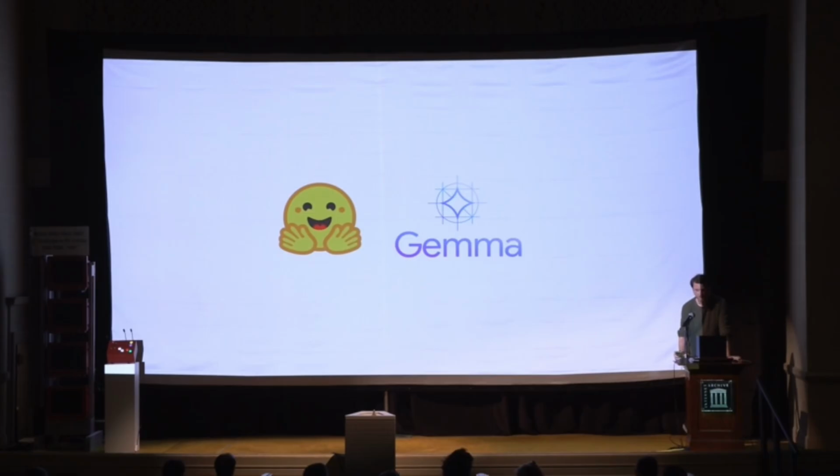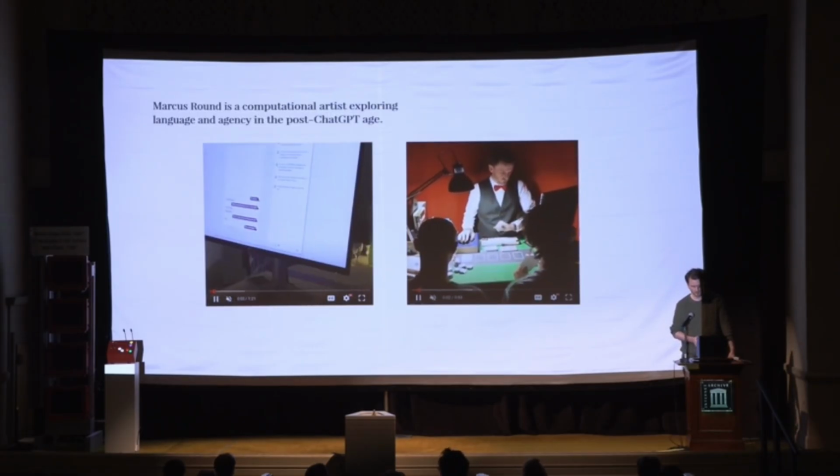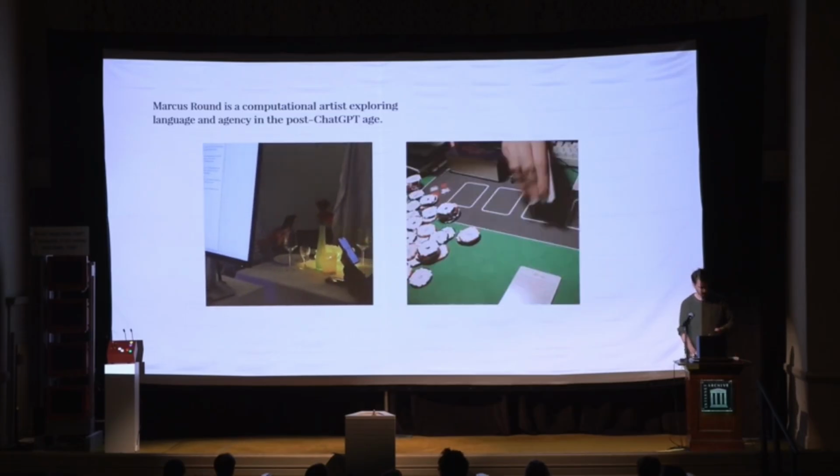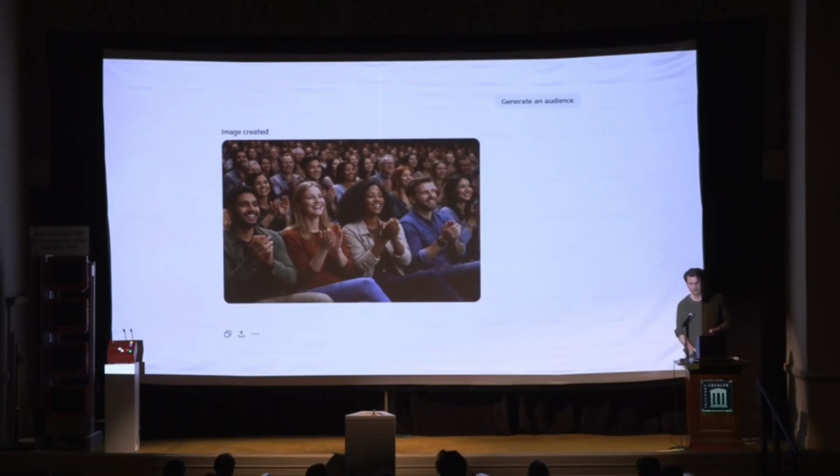Gemma is a large language model AI. It has been prompted to play the role of a helpful assistant. I am Marcus Round. I have been prompted to play the role of a computational artist. You are the audience. Your prompt is the following presentation.